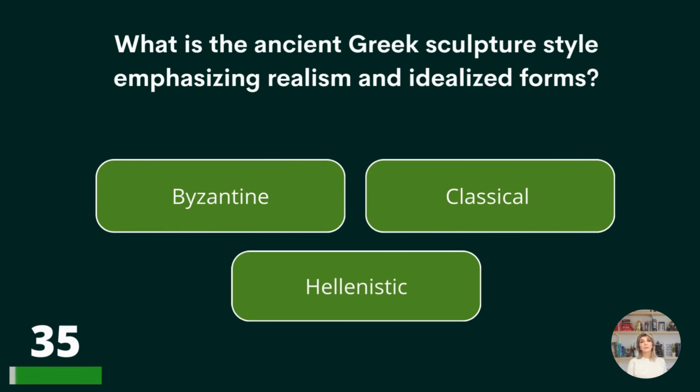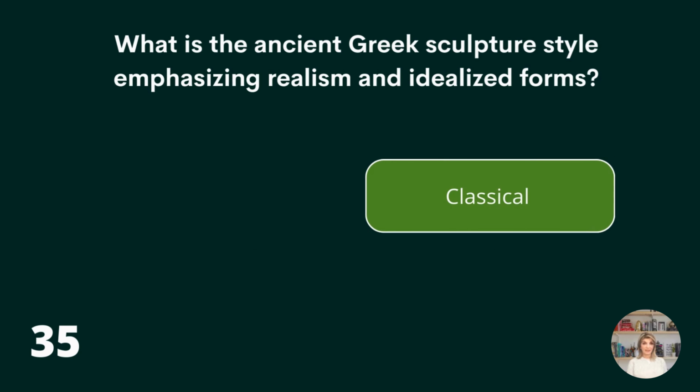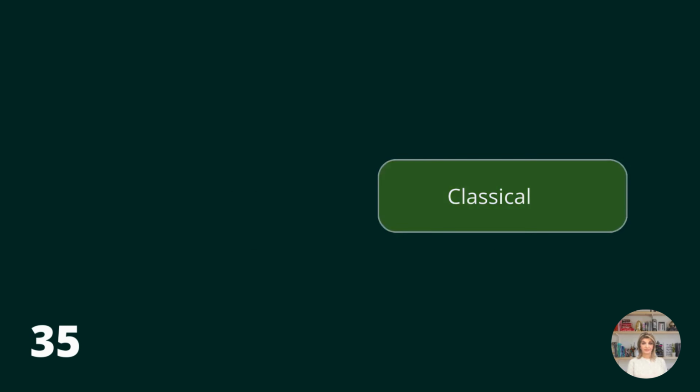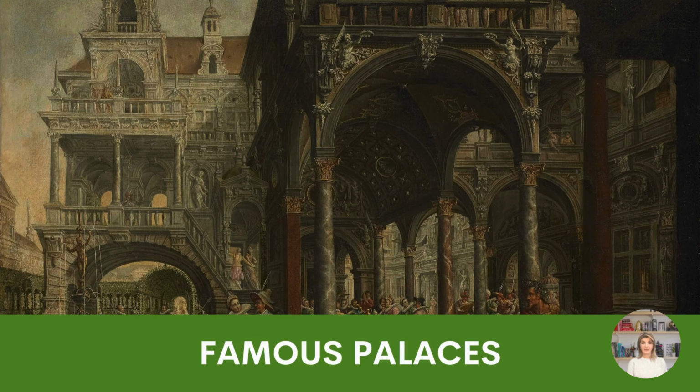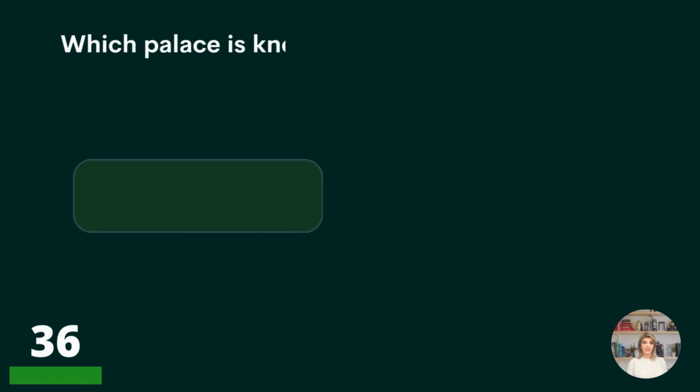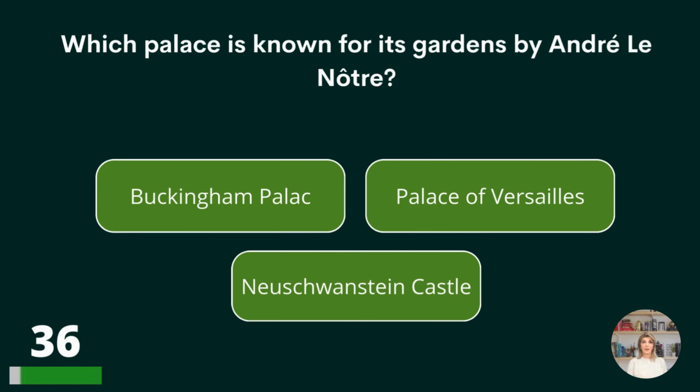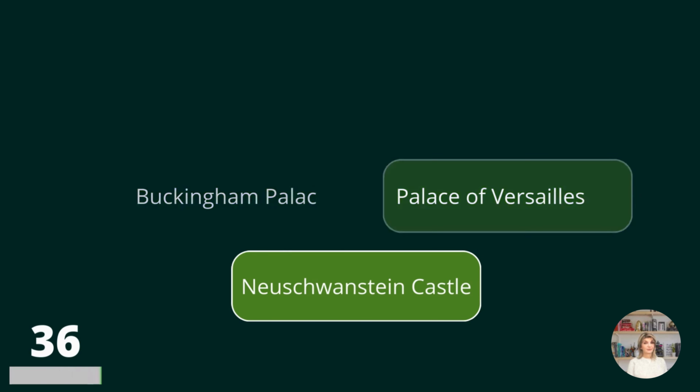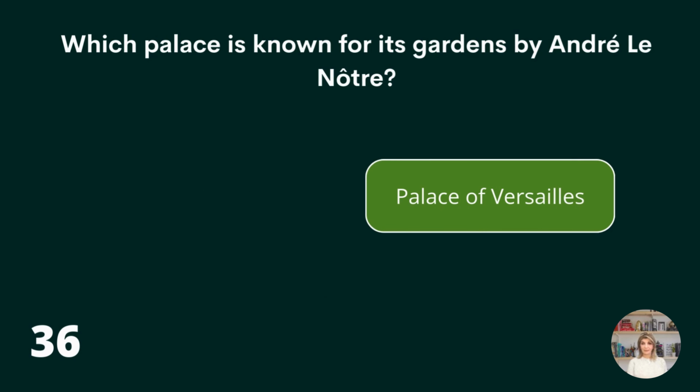What is the ancient Greek sculpture style emphasizing realism and idealized forms? Byzantine, classical, or Hellenistic? Classical. And let's move over to famous palaces. For question 36, which palace is known for its gardens by André Le Nôtre? Buckingham Palace, the Palace of Versailles, or Neuschwanstein Castle? The Palace of Versailles.